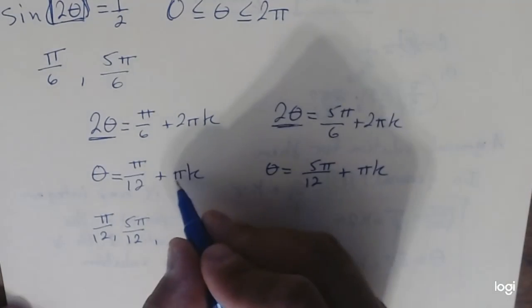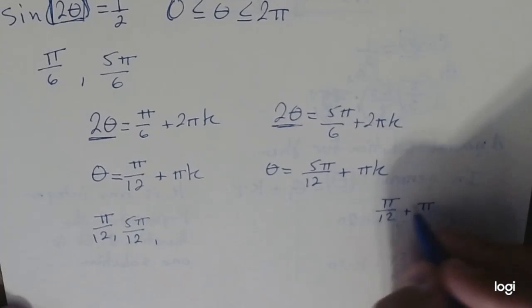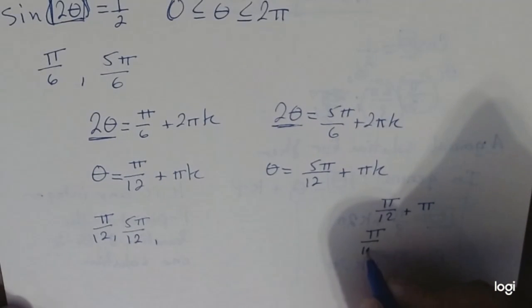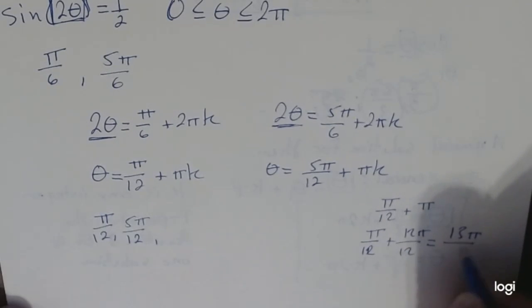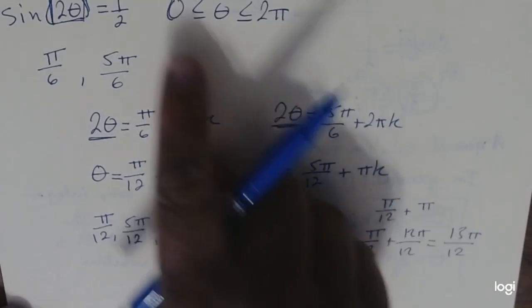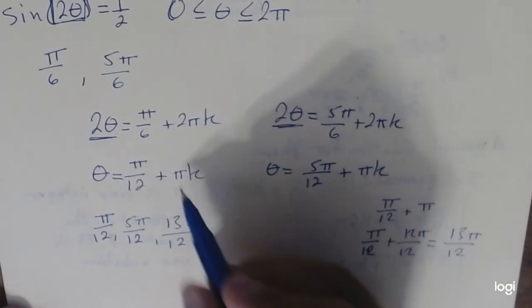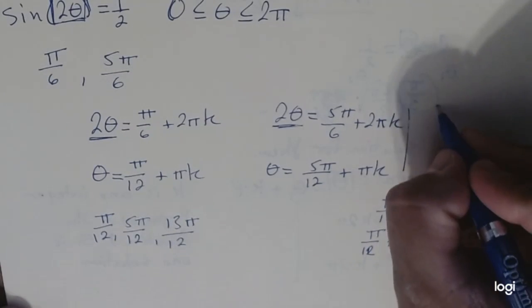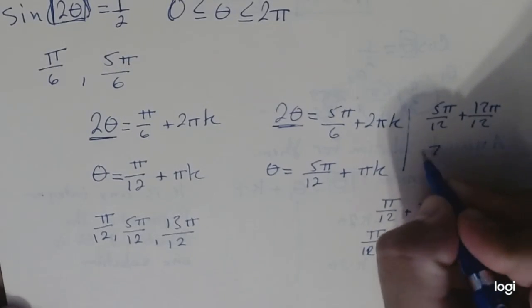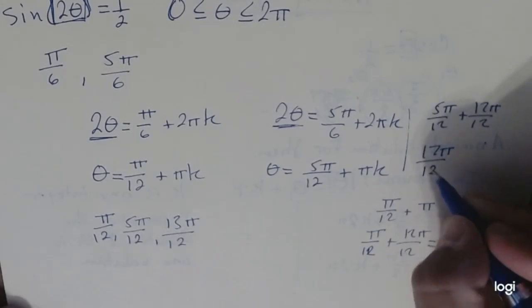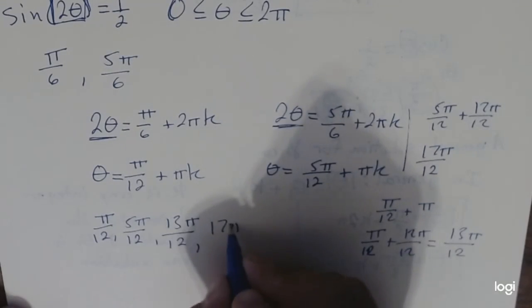So if k equals 1, we have to add these together. We have to figure out what pi over 12 plus pi is. Well, that's just multiplying by 12. So this is pi over 12 plus 12 pi over 12. That's 13 pi over 12. And that's definitely within 0 to 2 pi, so that's also one of our solutions. We did it for k equals 1 here. We do the same thing here. So 5 pi over 12 plus 12 pi over 12. That's 17 pi over 12, which is also still within our range, right? So that's also included.